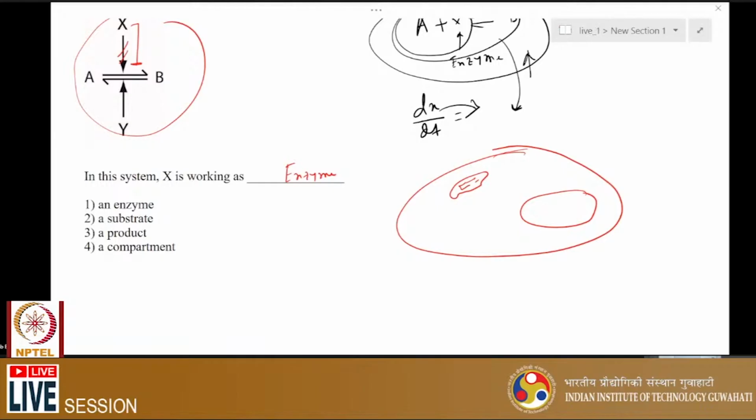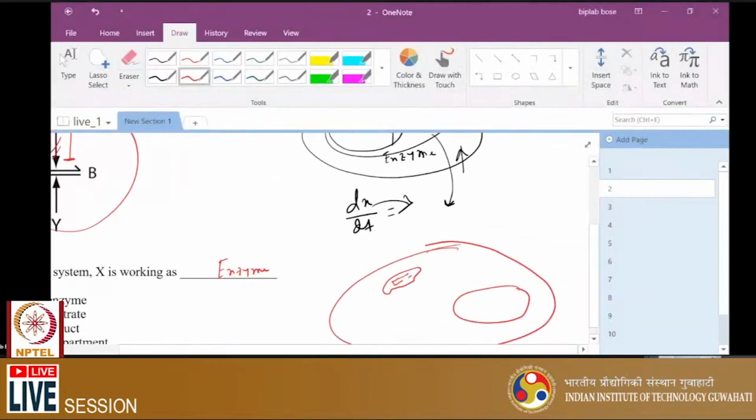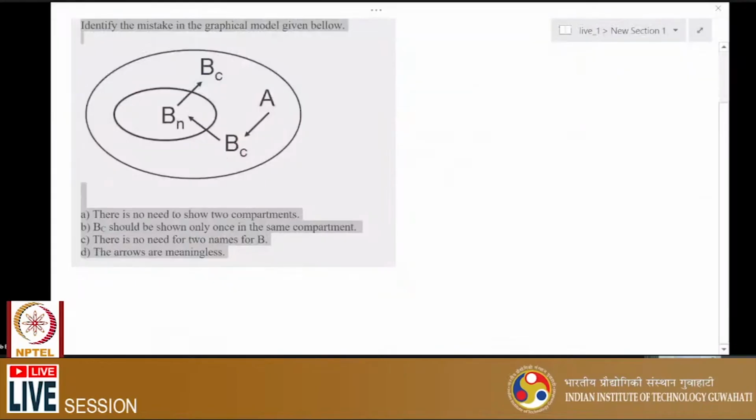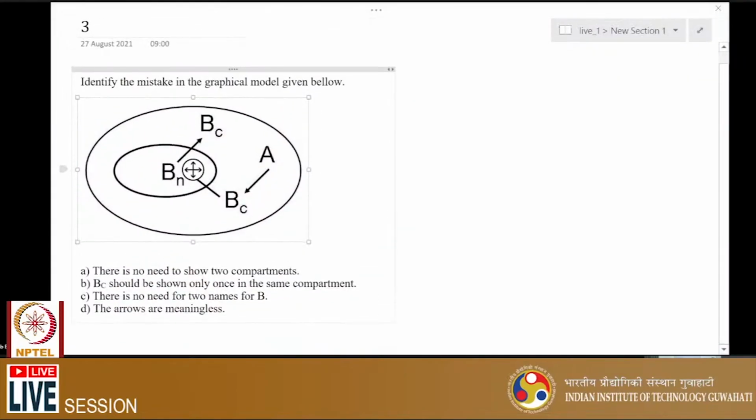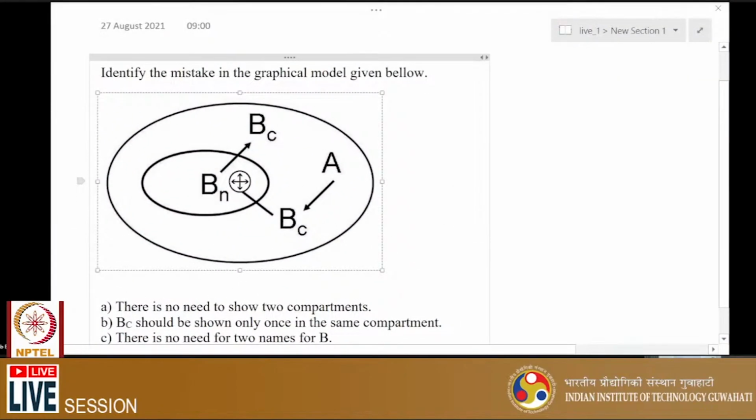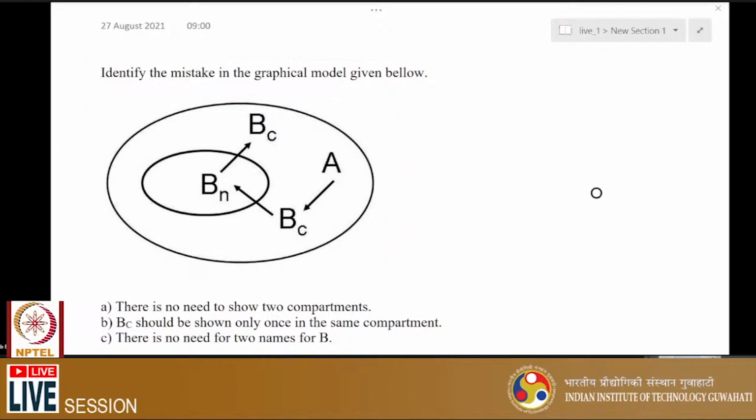I have a next question based on that. I hope you will be able to understand what I mean by compartment specifically. So let us go to the next question. See what we have shown here. The problem says: identify the mistake in the graphical model given. Just to tell Bharat, this system has two compartments.